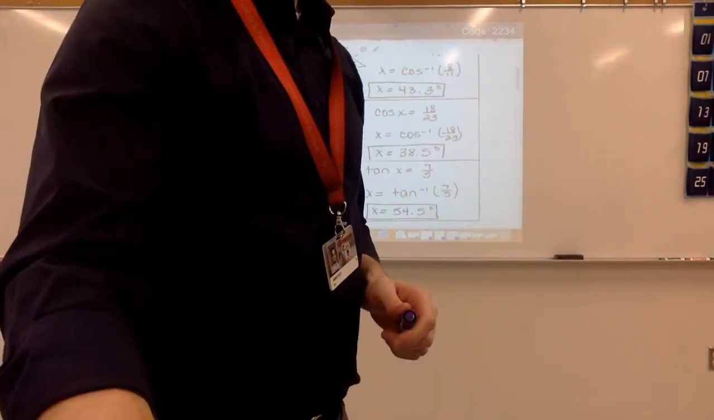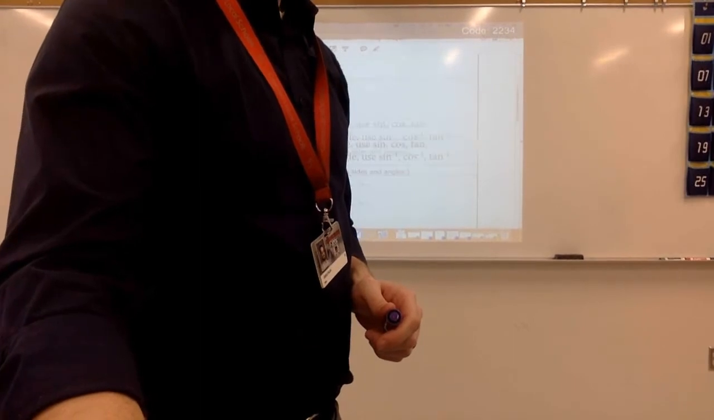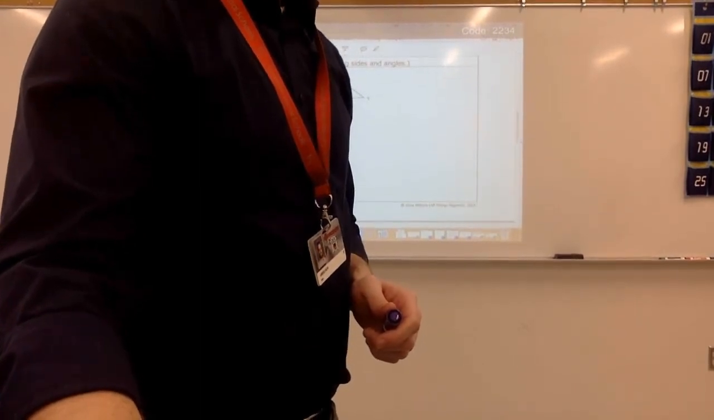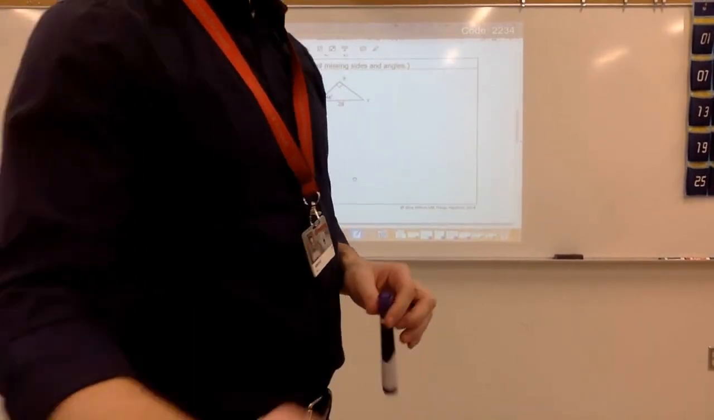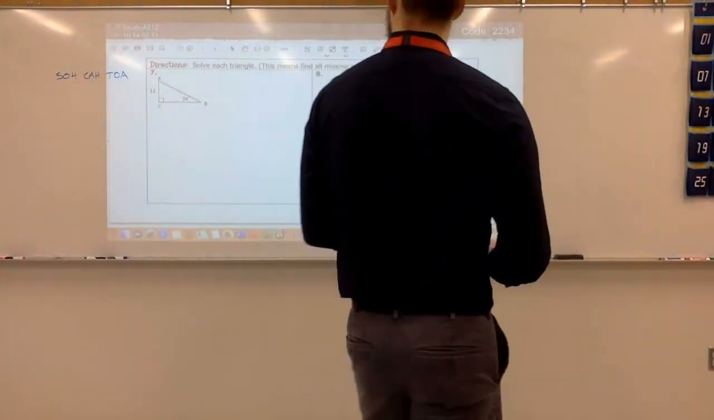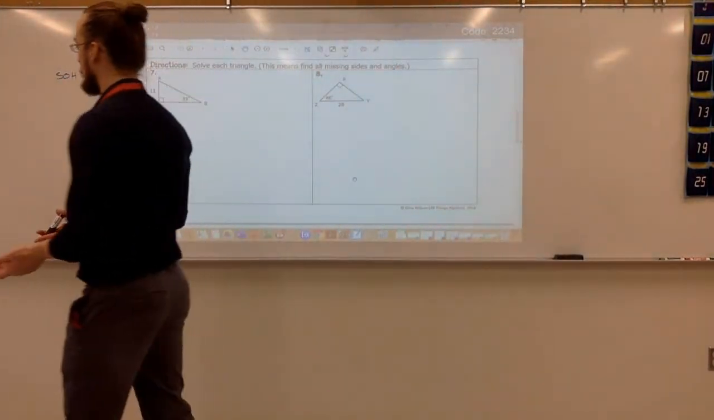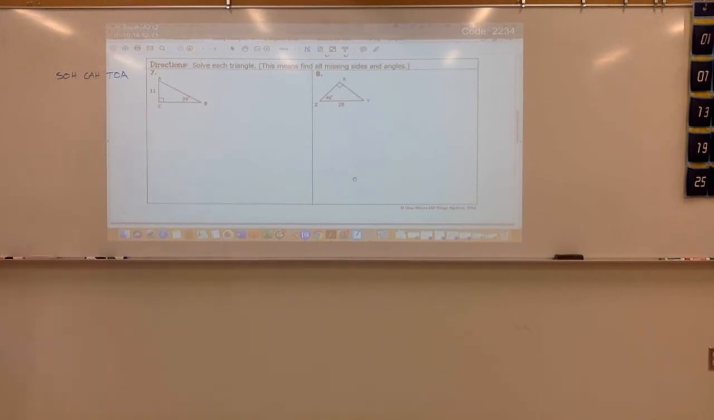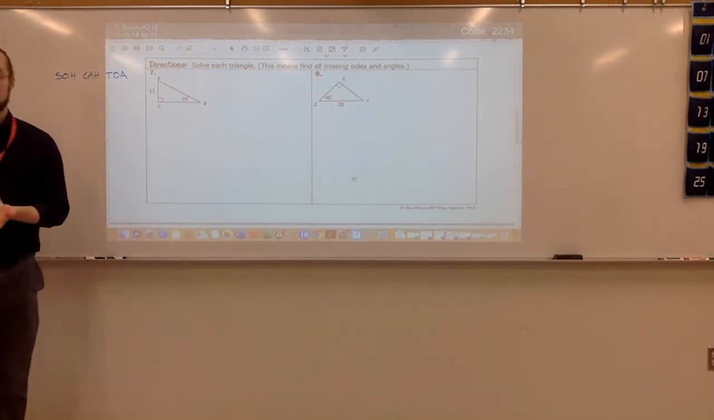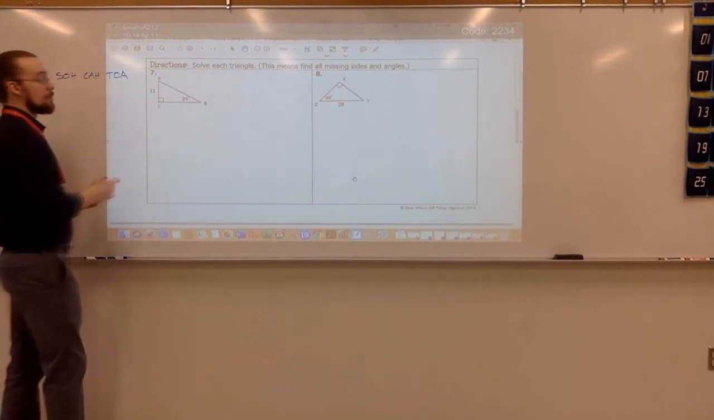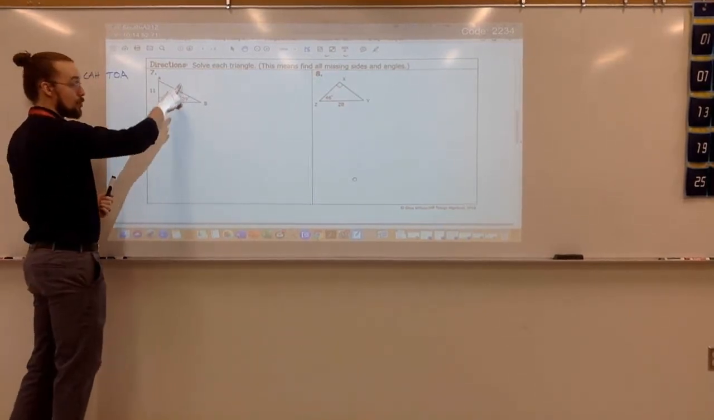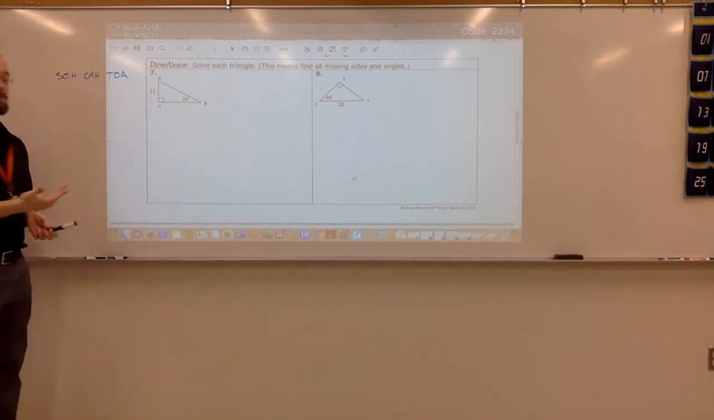Alright, then let's take a look at the bottom here. So the directions just say solve each triangle. If you ever see something like that, what that means is find all the missing pieces, all the missing sides and angles. So I need to find one missing angle and two missing sides in this case.